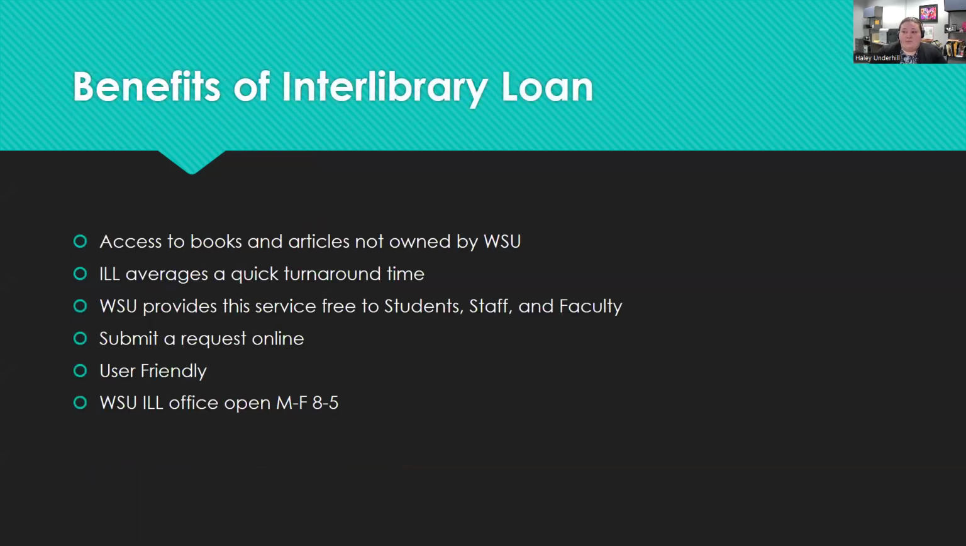So a few benefits of interlibrary loan is that if there's ever a book or an article that you need that our library here at WSU doesn't own, we're able to reach out to another library and see if they would provide that to us. So we're able to access books and articles that are not owned by WSU. ILL usually averages a pretty quick turnaround time. Some things get here in a couple of days. Some things take more like a week. If it's an obscure item, it might take longer than that, but we do average a pretty quick turnaround time.